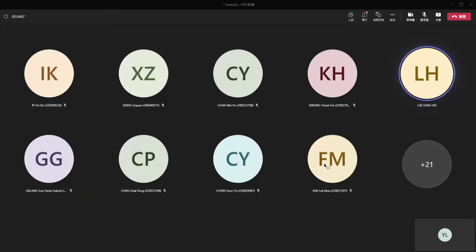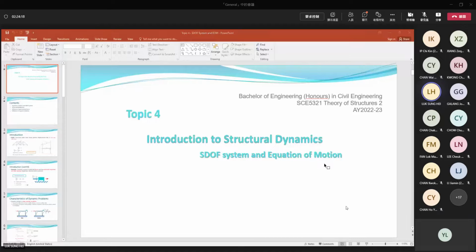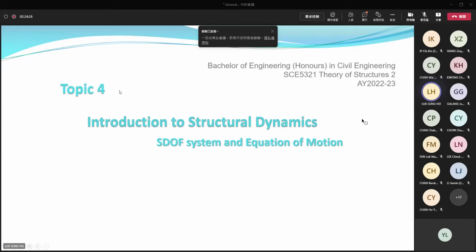Structural dynamics. Topic 4. This is a new chapter, structural dynamics. Now you can put down matrix. You can focus on dynamics at this moment, although you will see matrix again in the future. But at least in topic 4, there is no matrix right here. Topic 4, introduction to structural dynamics.